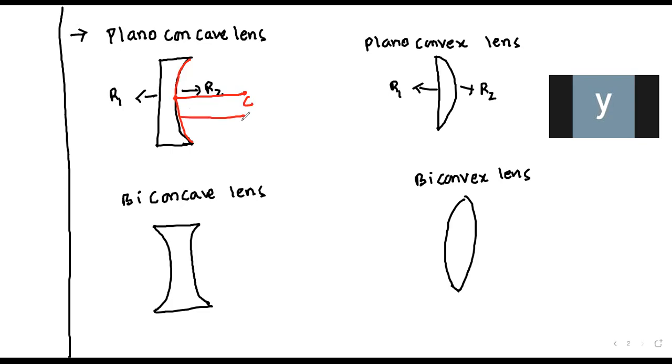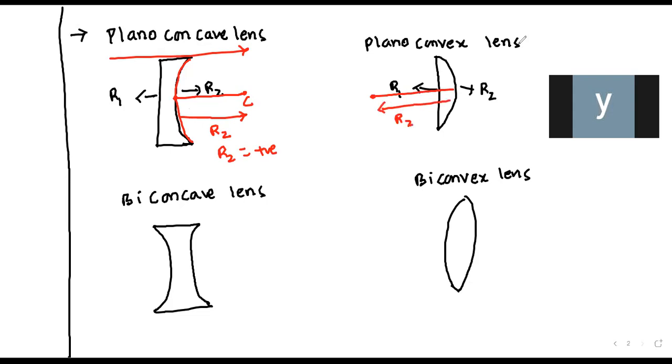This is my R, and the light ray is moving towards the right. So R2 will be positive for a convex spherical surface, measured from the optical center. This distance is my R2.